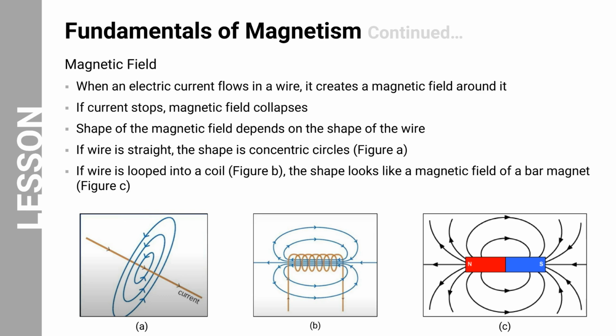The magnetic field generated by the current persists only as long as the current continues to flow. If the current stops, the magnetic field collapses. This relationship between electric current and magnetic fields forms the basis of electromagnetism and is essential for understanding the operation of various electrical devices, including electromagnets, transformers, and motors.